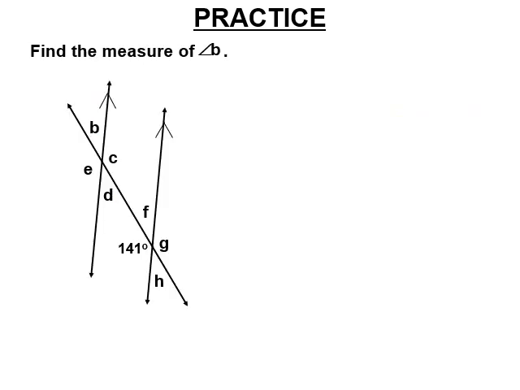Find the measure of angle B. Well, this one's 141, this one's 141. So B is not 141. It is supplementary or linear pair to that. It is 39 degrees.